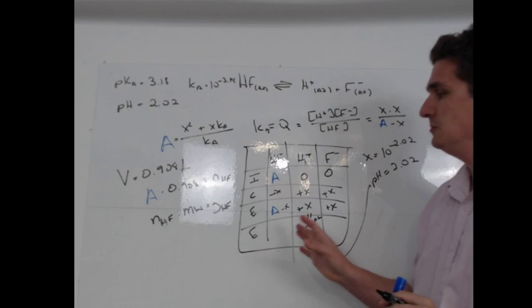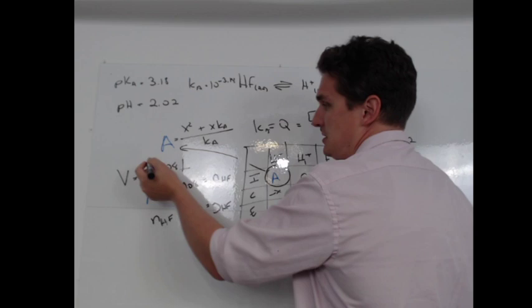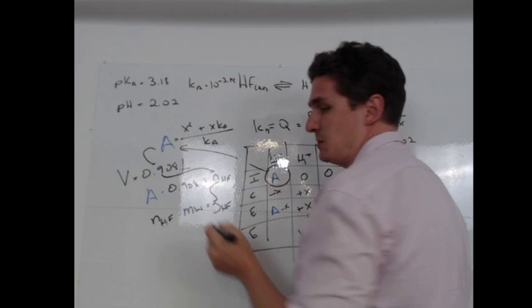So really the hardest part of this problem is this connection here. You don't know what the starting concentration is, so you have to solve for it. From that starting concentration, and given the volume, you're going to backtrack out the moles, and from the moles, that's where you'll get the mass.